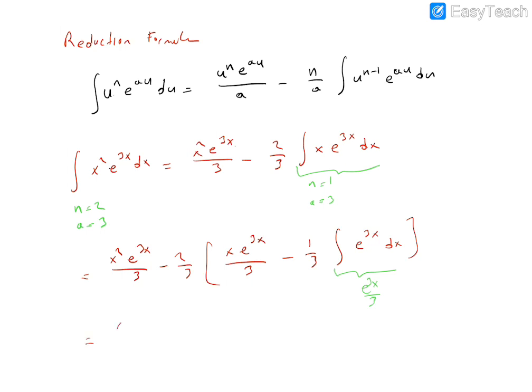So this is x squared e to power 3x over 3 minus 2x e to power 3x over 9 plus 2 over 9 e to power 3x over 3. So this is 27. Plus c is the answer. So by using reduction formula, you can evaluate this kind of integral as you see in this question.